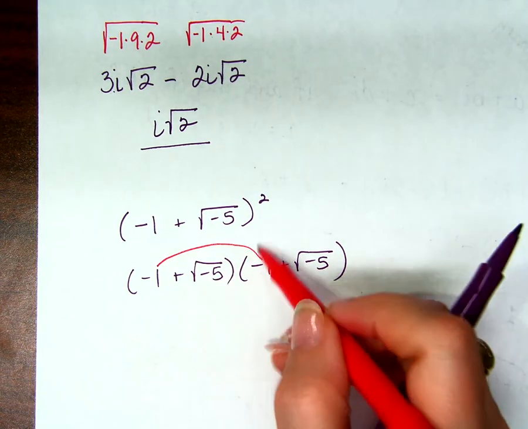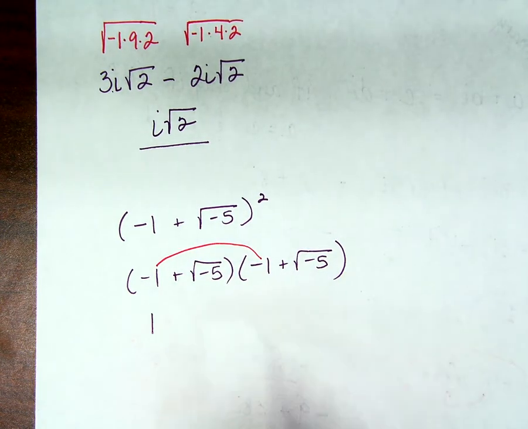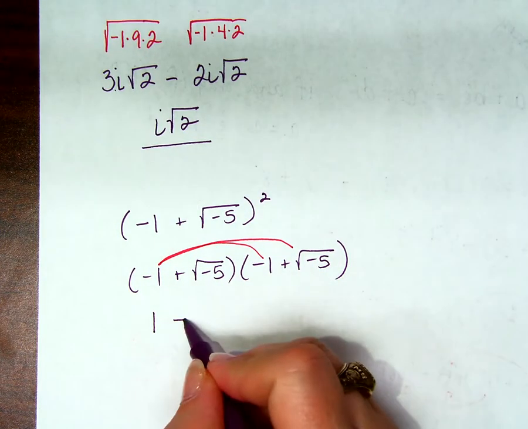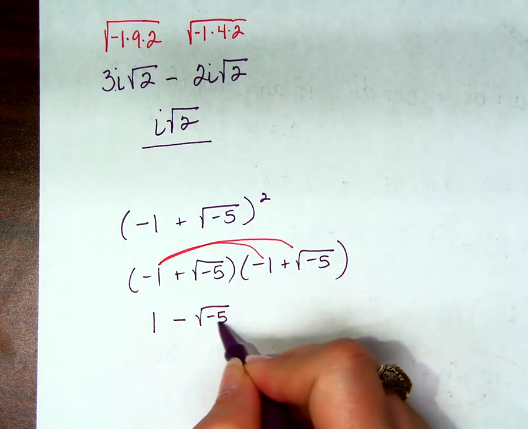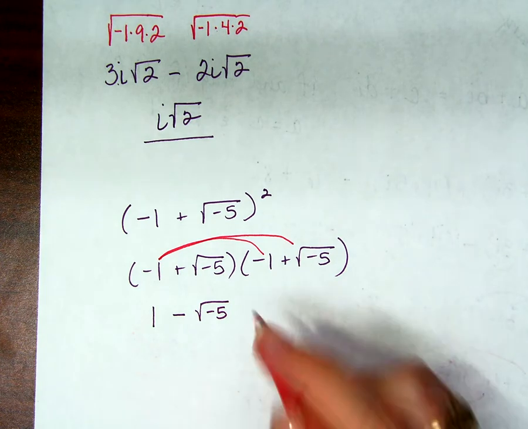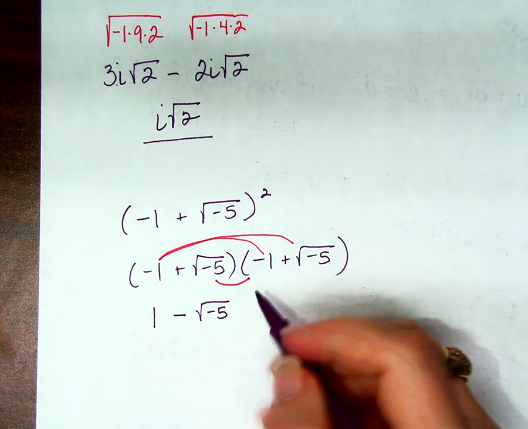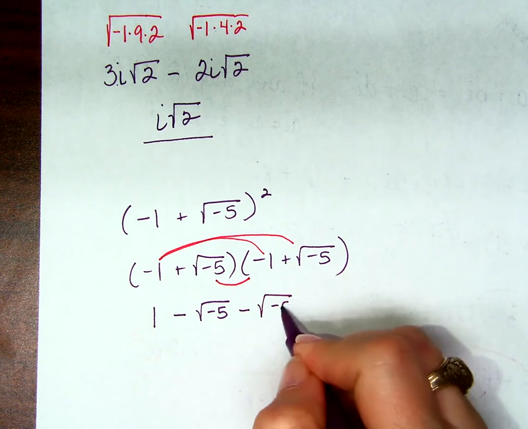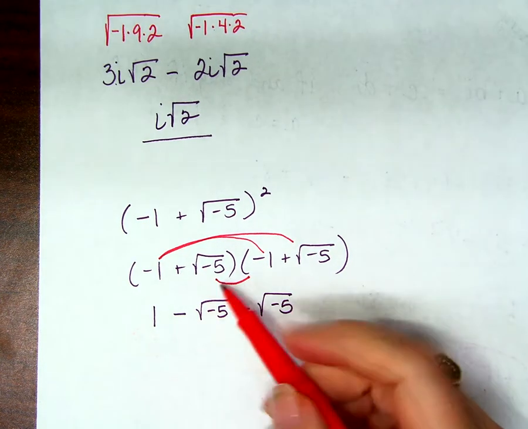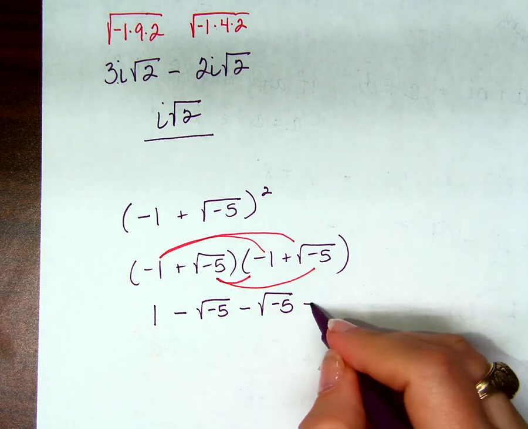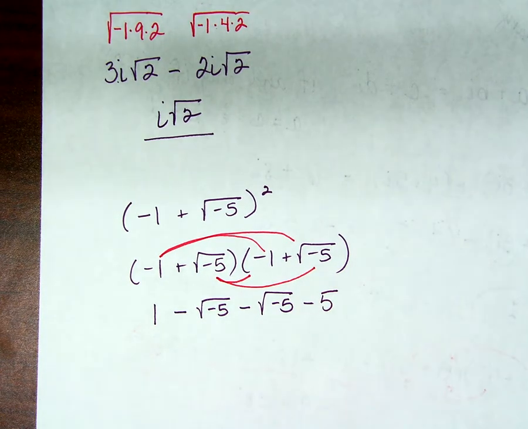So negative 1 times negative 1 is 1. Negative 1 times the square root of negative 5 is negative square root of negative 5. Square root of negative 5 times negative 1 is negative square root of negative 5. And then the square root of negative 5 times the square root of negative 5 is negative 5. Do you remember that?